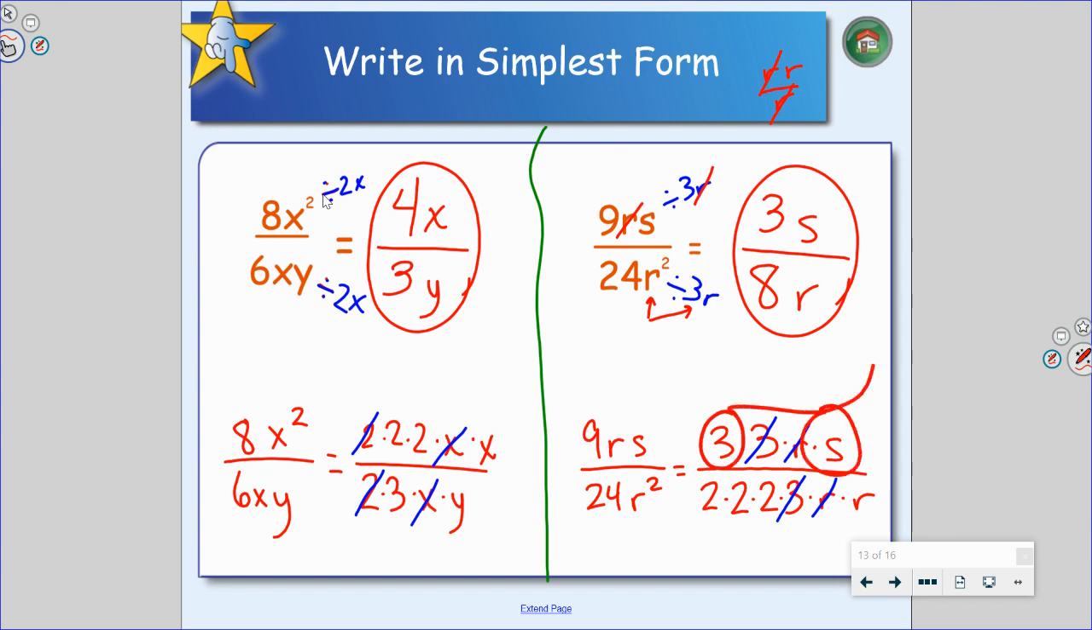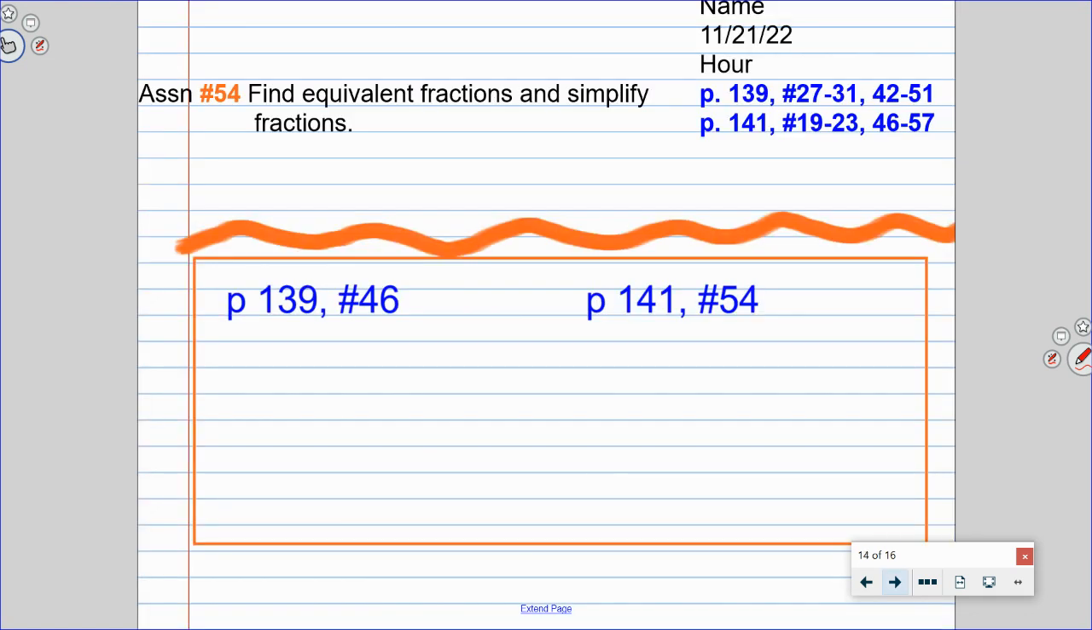Look what is remaining in the numerator when the 3 and the r cancel out. Look what's remaining in the denominator when the 3 and the r cancel out. So this fraction in simplest form, we could divide by 3r in both the numerator and the denominator. A student with strong skills can do one of those methods. A student with the strongest skills can do both of those methods.